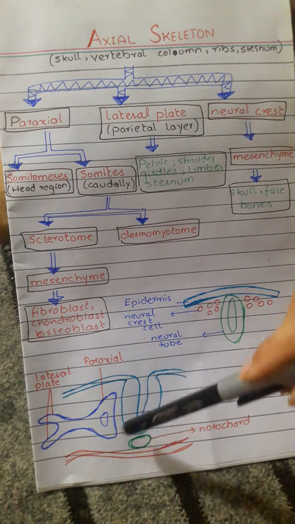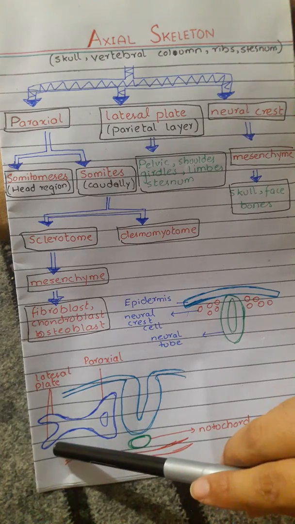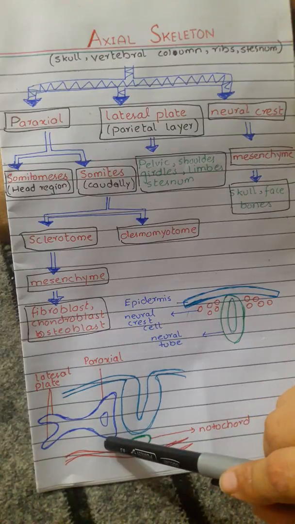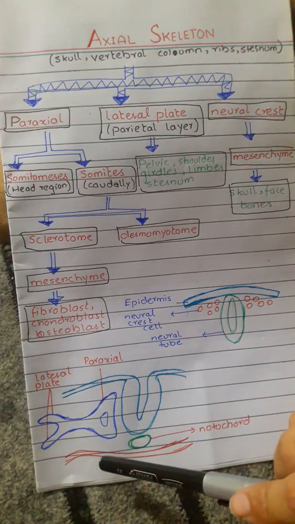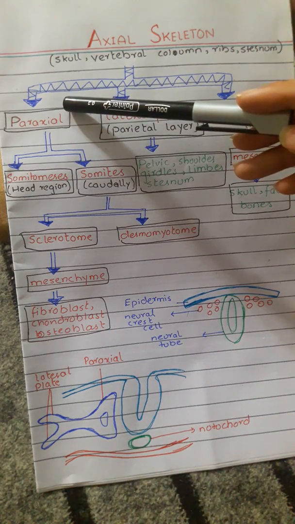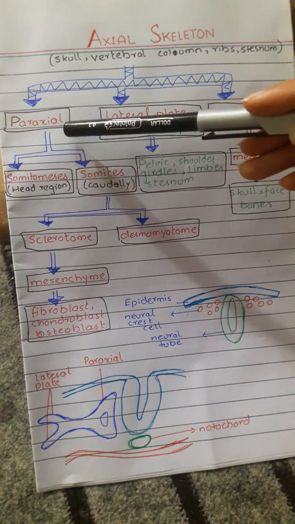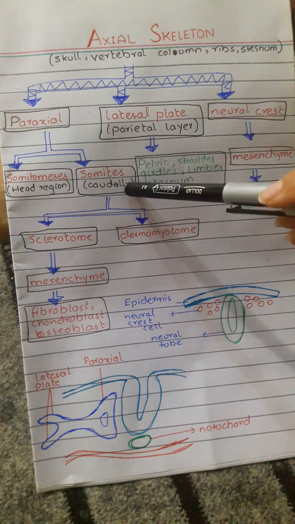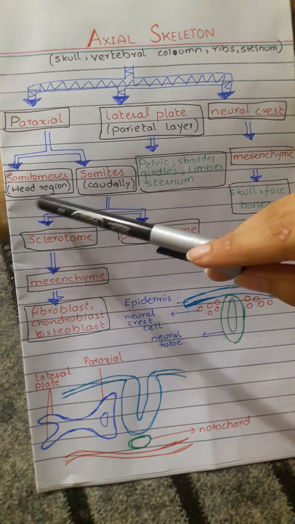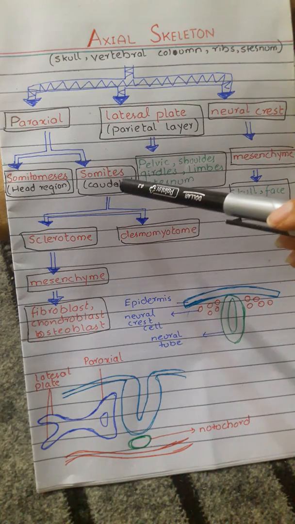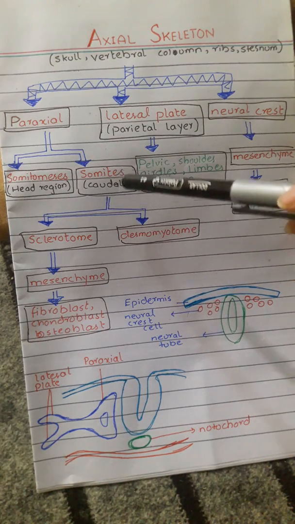Here is the diagram of the paraaxial and the lateral plate. Between them is the intermediate mesoderm, but here we will see the lateral plate and the paraaxial mesoderm. The paraaxial mesoderm differentiates into a segmented series of tissue called the somitomeres and the somites. The difference is that the somitomeres are present in the head region, while the somites are occipital and caudal.